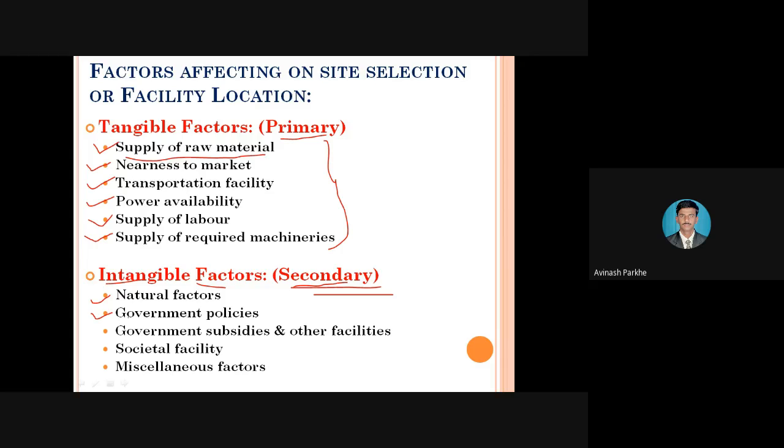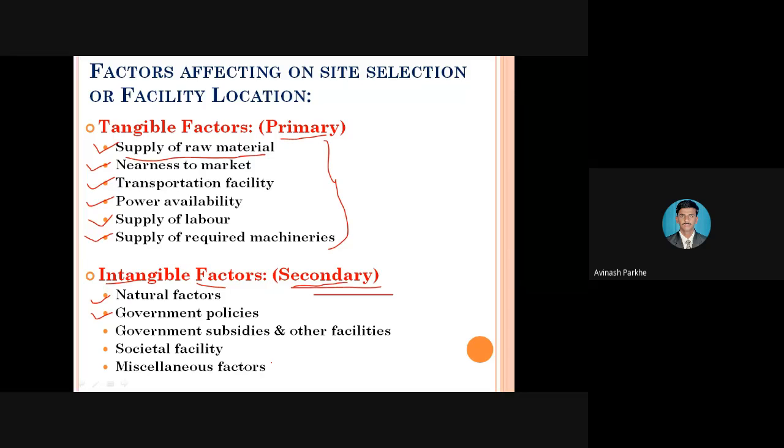You have to take the prior permission from that particular location or from that particular area, and then we will start that particular industry. Therefore, it will be considered under the secondary factor. It is not that much important, but you have to take the permission. Maximum times in the villages also, that Gram Panchayat will give the permission. So you have to pay some charges as per the government requirement.